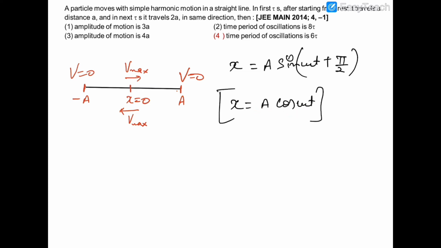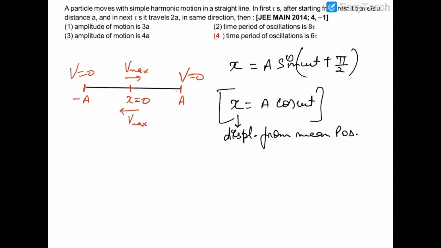So let us assume that it is starting from x is equal to A, and therefore its equation will be x is equal to A cos omega t. Now it is given that in the first tau seconds starting from rest, it travels a distance of A. So it is also very important to note that this x is the displacement of the particle from the mean position.